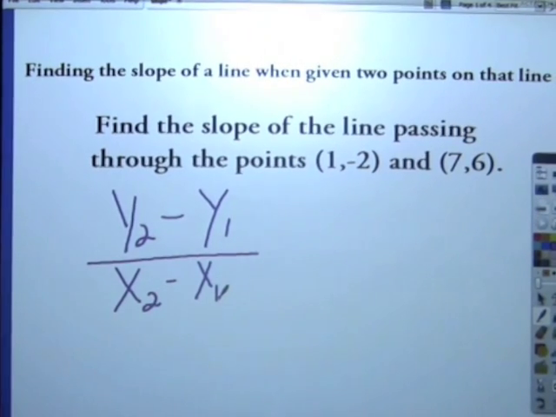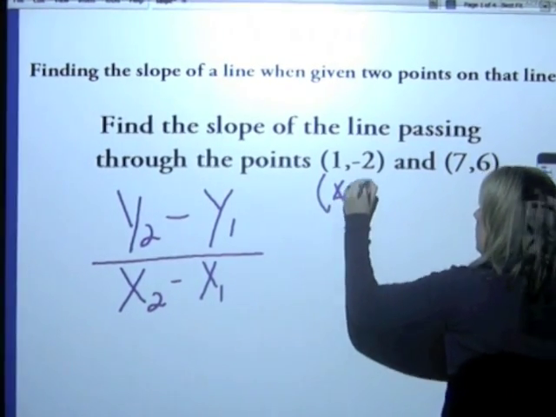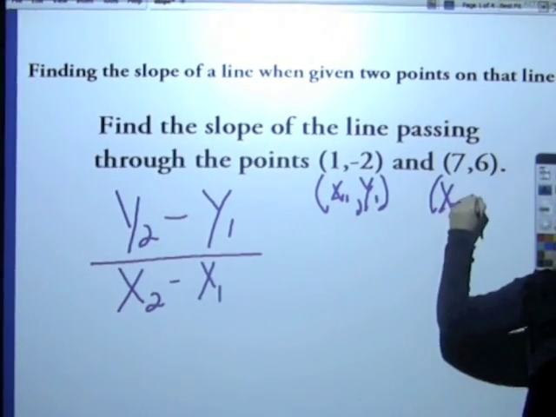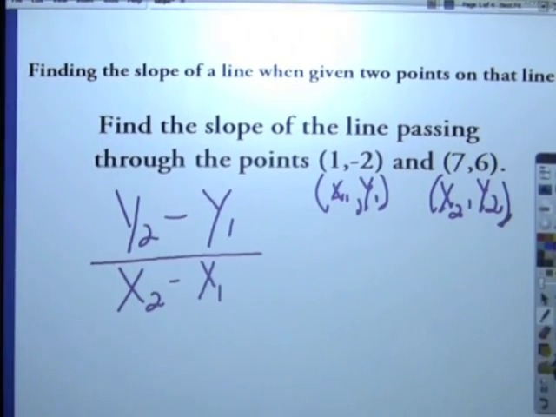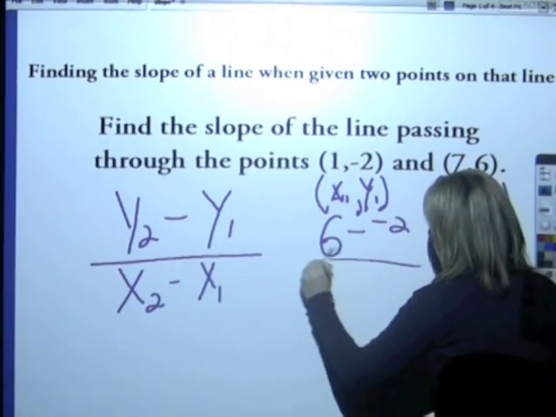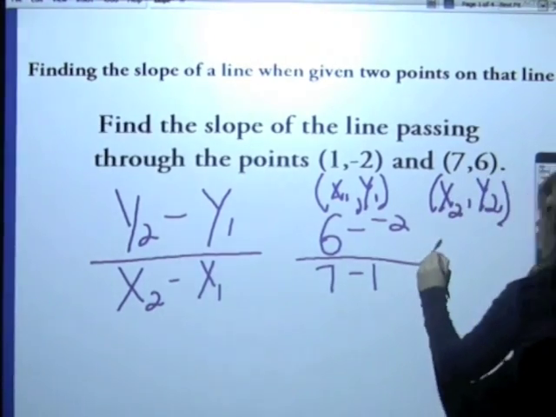After you determine your formula, you want to label your points: X1 and Y1, X2 and Y2. And then you can plug them into your formula. 6 minus negative 2 over 7 minus 1.